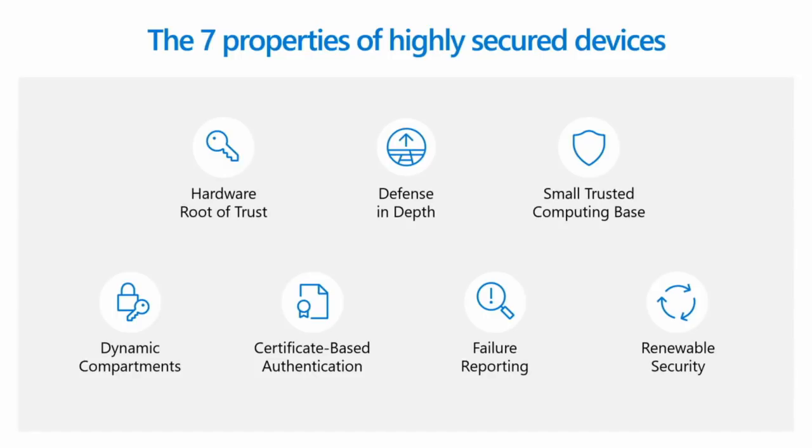So you have a lot of basics here, right? You have a hard root of trust. We have things like defense in depth, keeping your trusted computing base small, certificate-based authentication, failure reporting, and renewable security. So this is up on the web at aka.ms/7properties. We'd love for you guys to read it. We'd love feedback about it and to have a conversation about these 7 properties, what those properties provide, and whether you think we've hit the mark there, or you think that there's room for more discussion and engagement here.